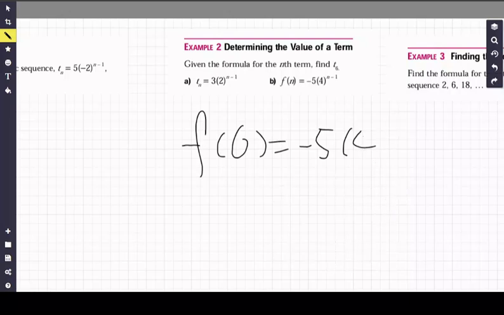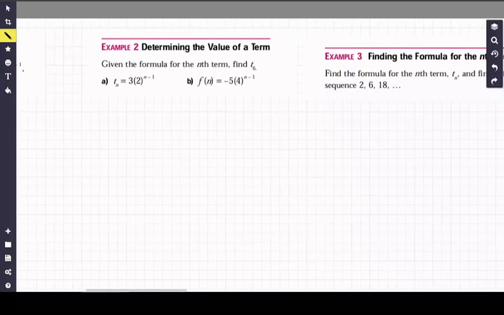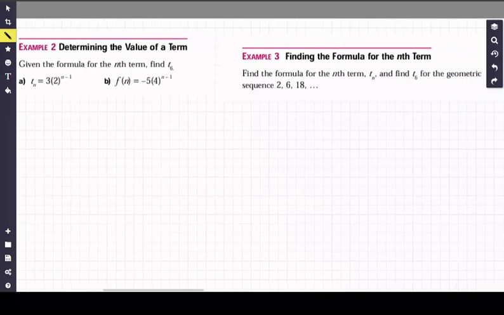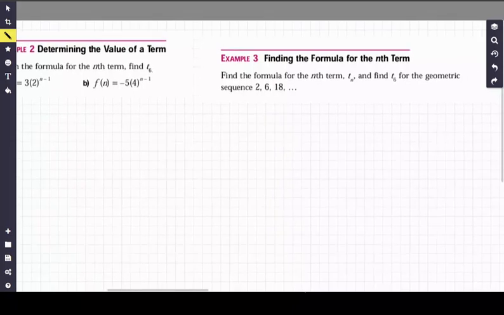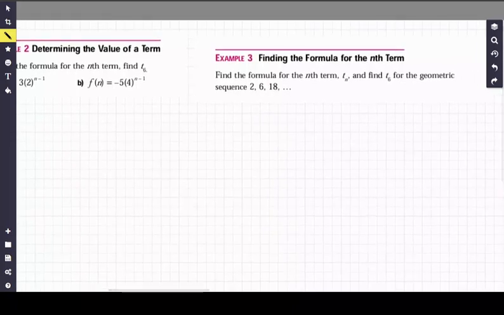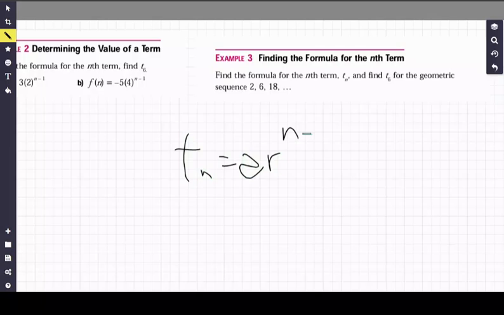We're going to look at example 3. Example 3 asks us to find the formula of the nth term T_n and find T6 of this sequence. Earlier we learned the formula that we can use to do this. So T_n is equal to a times r to the n minus 1.